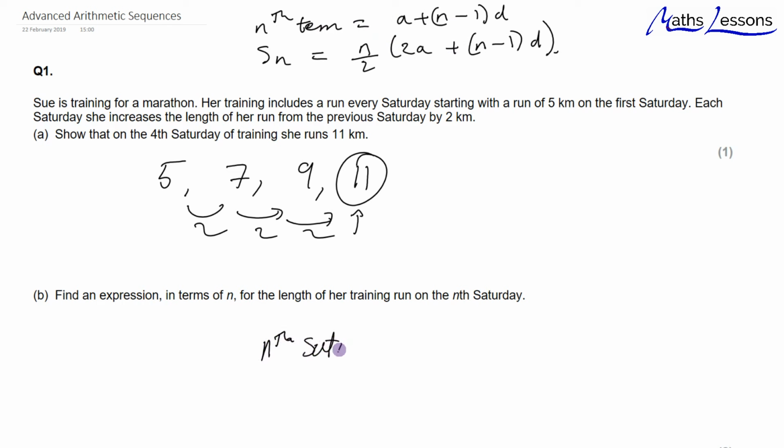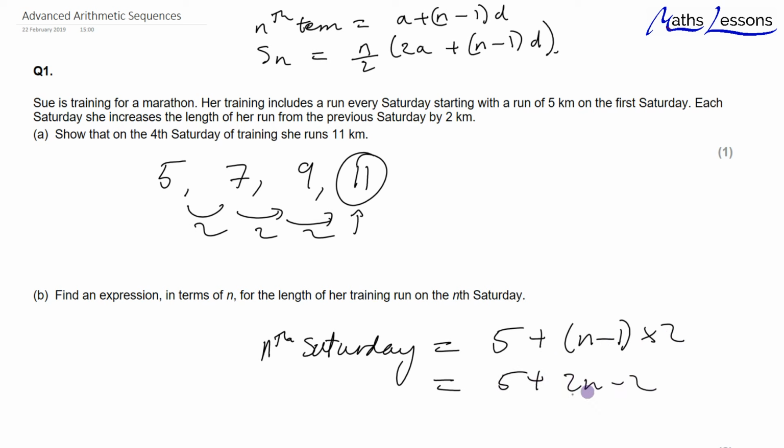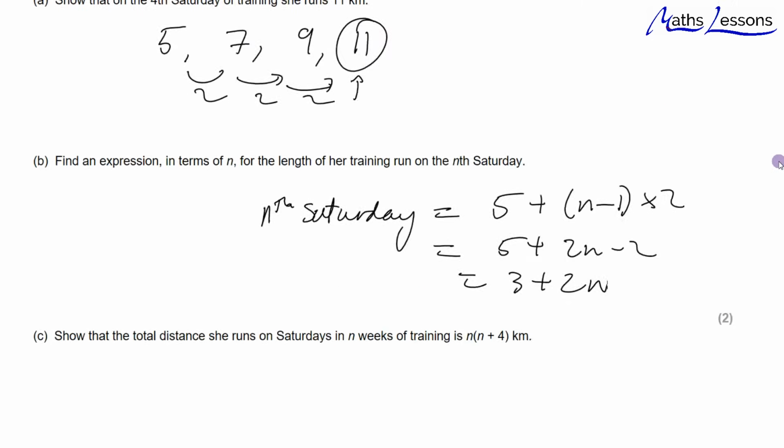So the nth Saturday will equal the first term, which is 5, plus n minus 1 times 2. You always write the formula out, it makes it easier to remember. So we're going to get 5 plus 2n minus 2. So we get 3 plus 2n. So the chat is correct. Okay, moving on in this question.